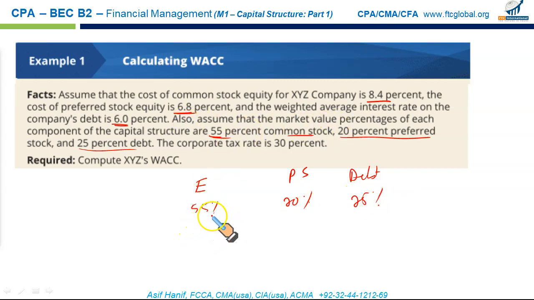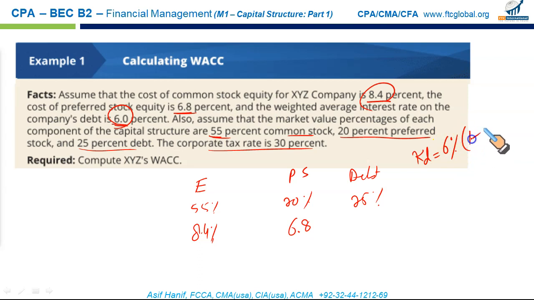The cost of equity is given as 8.4. Preferred stock has a cost of 6.8, and then the debt has a cost of 6. Remember, it's a pre-tax cost. It must be brought down to an after-tax basis, because remember, the interest is tax deductible. Interest expense is tax deductible. It shields some part of your profits. So when you calculate the cost of debt, we'll discuss later on, it is calculated this way: the coupon or the percentage multiplied by 1 minus tax rate. So if you simplify, it's going to be 4.2%.